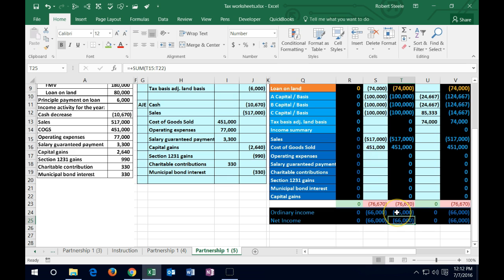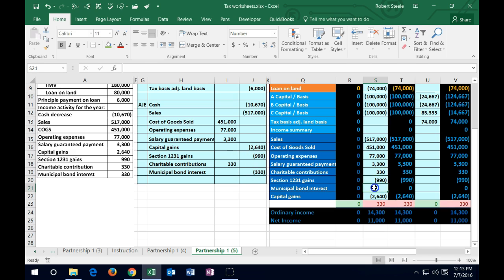So notice, and of course, this is income, not a loss. That's a credit, not a negative income. All right. So then we have the operating. Let's see. We're on guaranteed salary. That's going to be here. Guaranteed salary, and I skipped the operating. Operating is here. So operating is the 77. Then we have the capital gains, which is actually down here. And that's going to be the 2640 income. Then we have the section 1231 gains. And that's going to be here, section 1231. And then we have the charitable contributions.